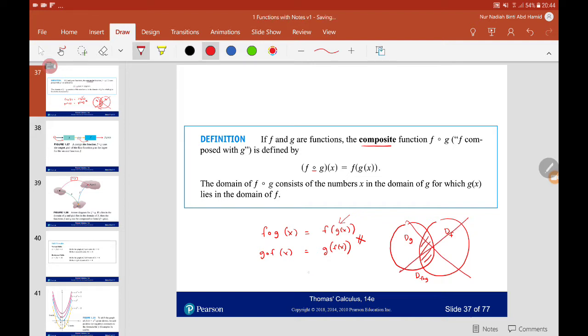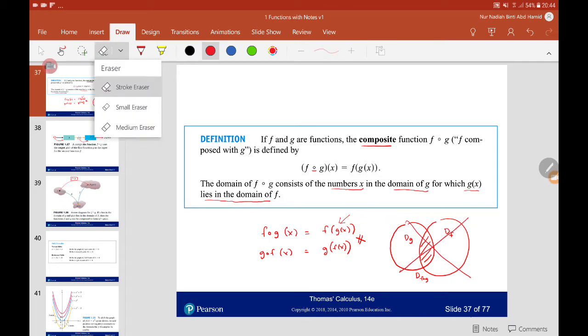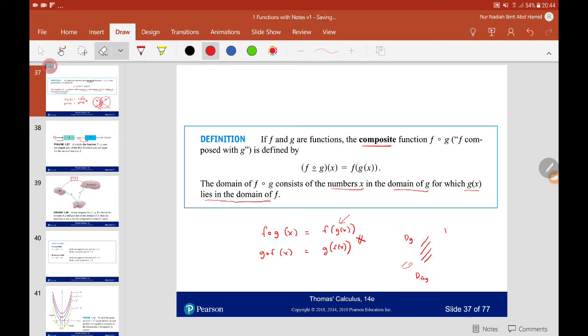Okay, the domain, let's read the sentence again. The domain of f composed of g consists of the numbers x in the domain of g for which g of x lies in the domain of f. So I'm gonna erase the part first, this one. Sorry. Okay, I'm gonna erase this. So let's do that visualization again.